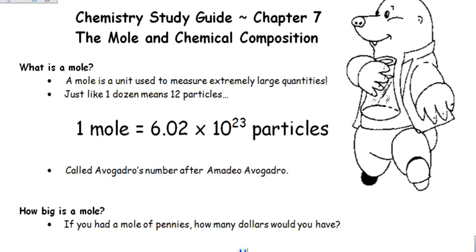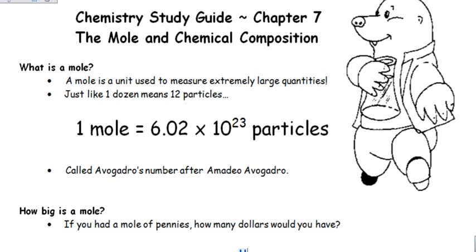Welcome to Chapter 7, the mole and chemical composition. You're going to love Chapter 7. You'll need a periodic table and a calculator throughout most of Chapter 7. So if you don't have that, you might want to pause the video and find yourself a calculator and your favorite periodic table.